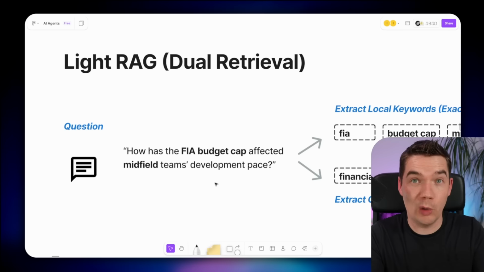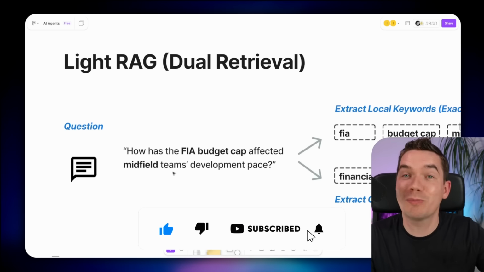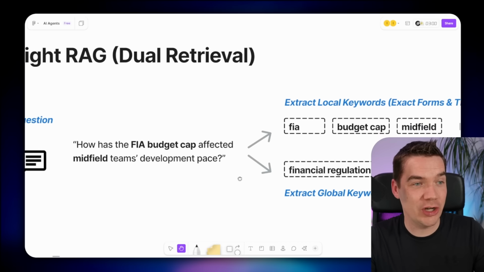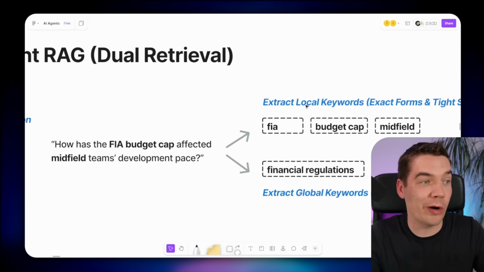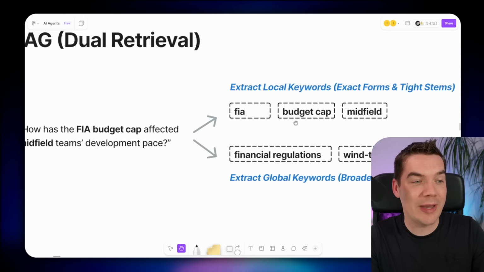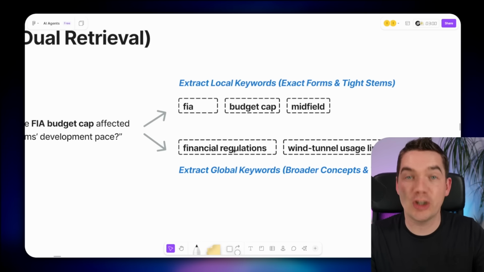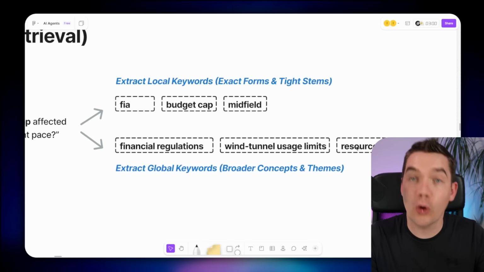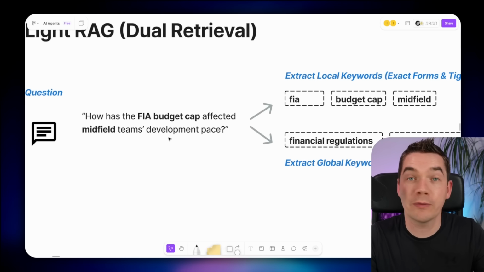And to speak to this dual level retrieval, I think this is really interesting. So if you take a Formula 1 question, for example, how has the FIA budget cap affected midfield teams' performance pace? What LightRAG does is it extracts local keywords, which are exact forms of words used in the query. So it'll pull FIA, budget cap, midfield, for example. But then it also extracts global keywords, which are more broader concepts or themes. So here it might extrapolate financial regulations, for example, or resource allocation, or wind tunnel usage. So it's inferring these global keywords from the query.